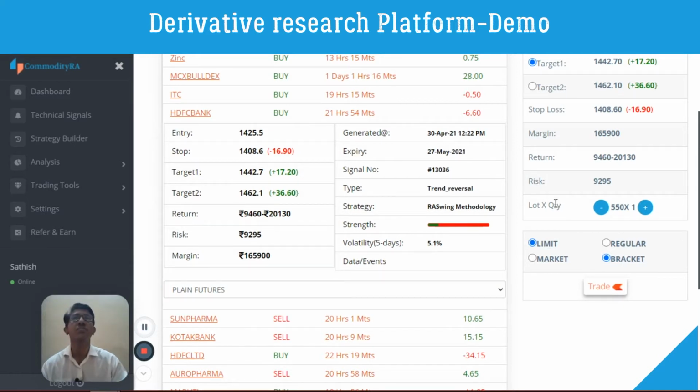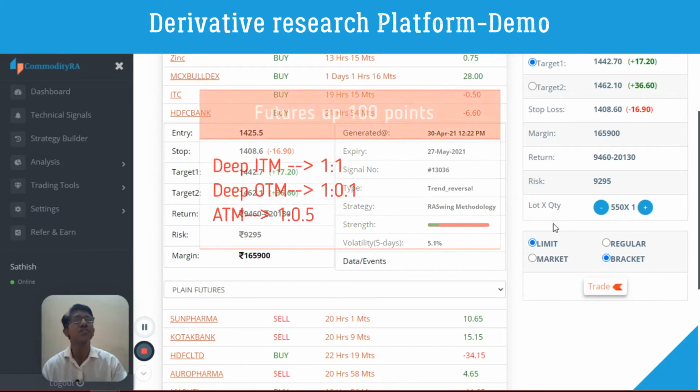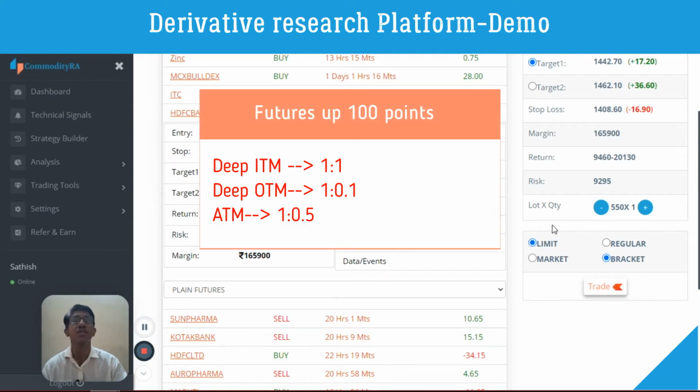Again, let me ask one more question. If the future price is moving 100 rupees up or down, whatever it is, how much will the option price move? The answer: deep ITM option, that is in the money option. Deep in the money options will move almost the same or better than what the future price will move. But the deep out of the money option, OTM option, won't move at all or may move slightly. And at the money option, ATM options will move around 50% of the future movement. It's only approximate.